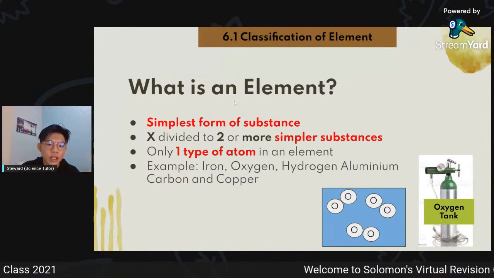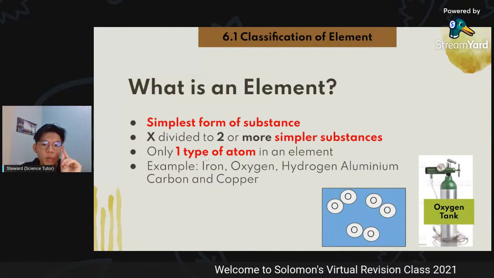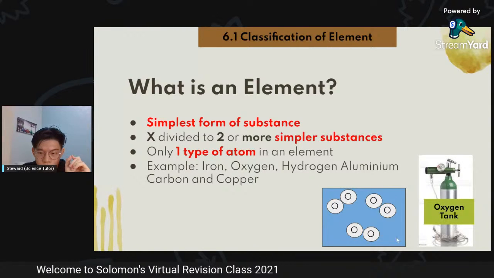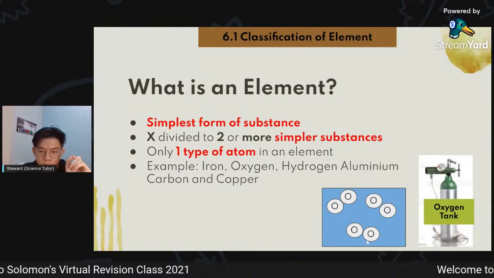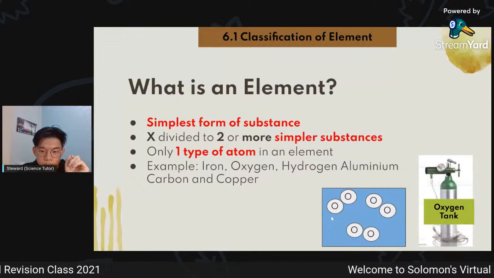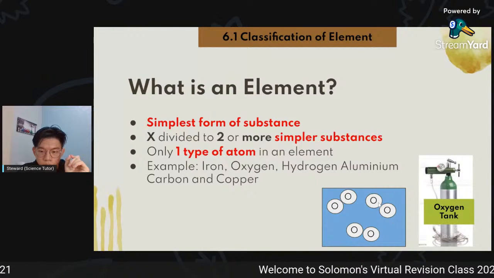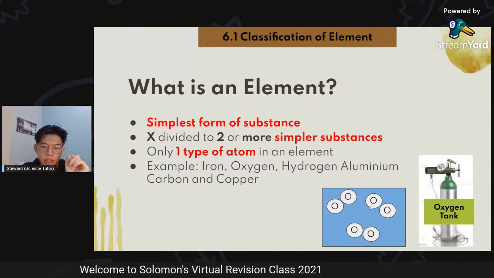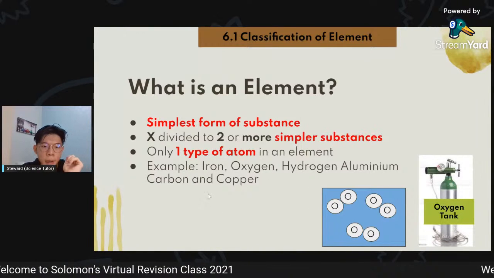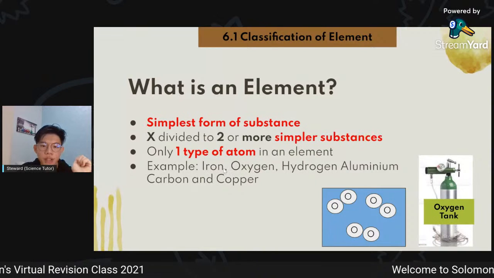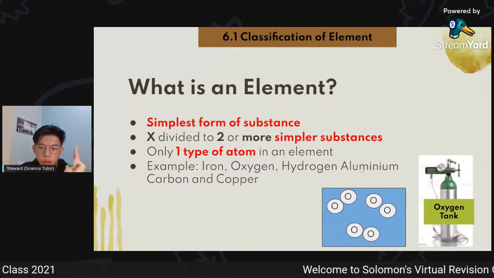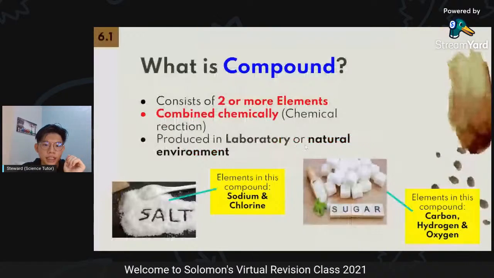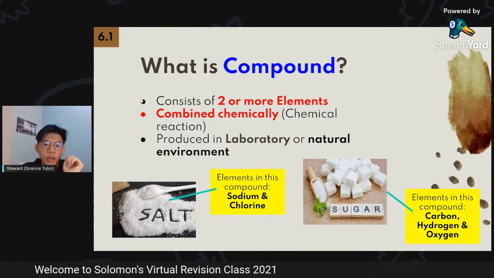Okay. So moving on with the third point, we can see only one type of atom in an element. That means this whole oxygen element only consists of one type of atom. Can you see? Oxygen atom. This one round thing, we call one atom. Okay. So for example, we have iron, oxygen, hydrogen, aluminium, carbon, and copper as the elements.